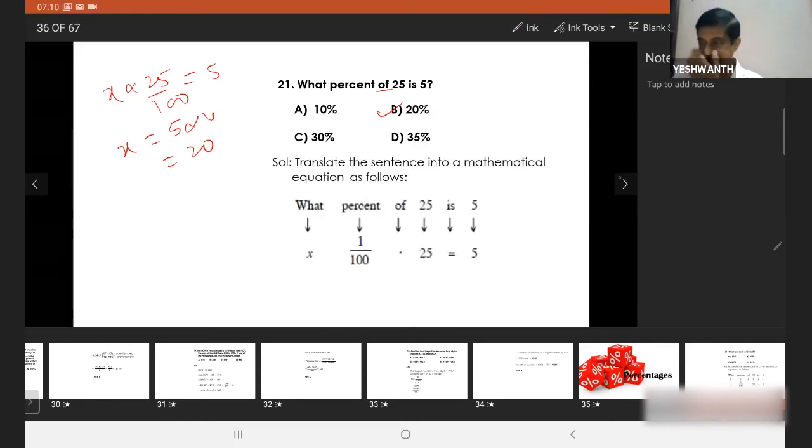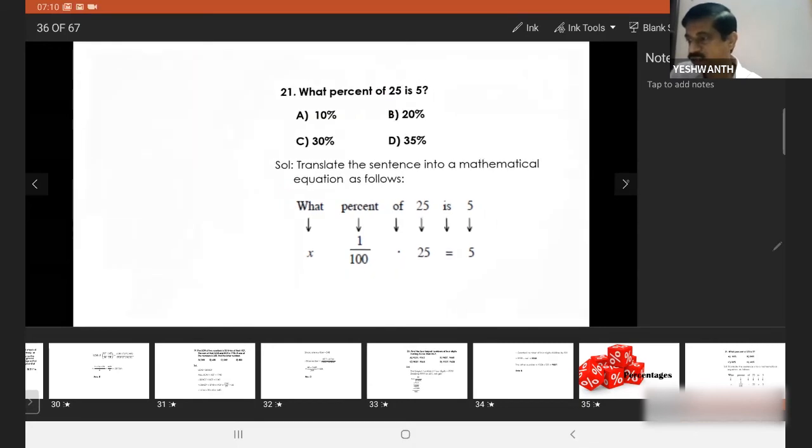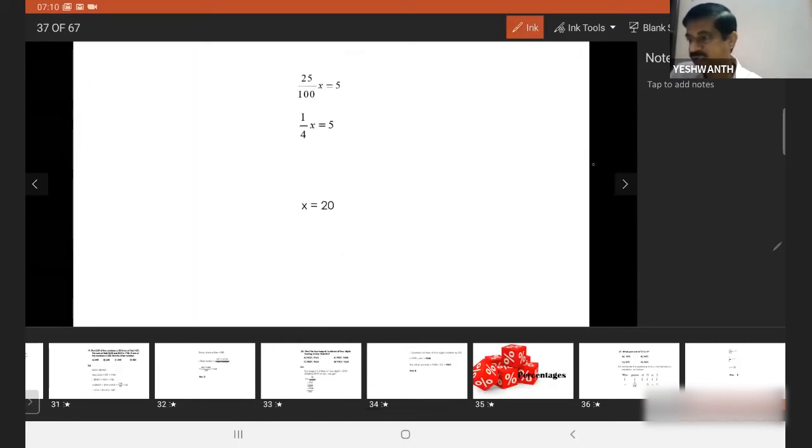Please note it fast. You see again the same thing what I did here. We are putting in tabular form here. What means X. Percentage means 1 by 100. Of means multiplication. 25. Is means equal to 5. Same thing whatever we did here, we have put it in the tabular form here. So X into 1 by 100 into 25 is 5. So that will get it as 20. Okay. That's what we have written.